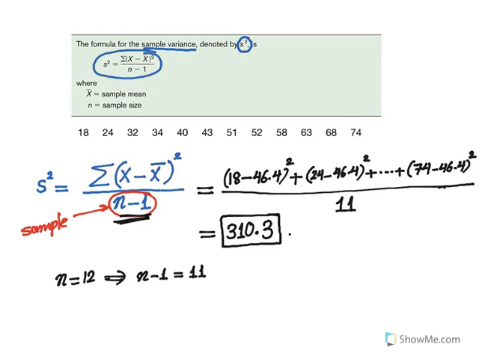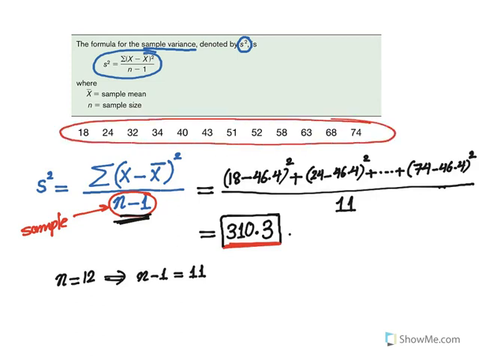Again, I will remind you, if our data had decimals, then we would round this to one more decimal than our data. Our data are the values here.